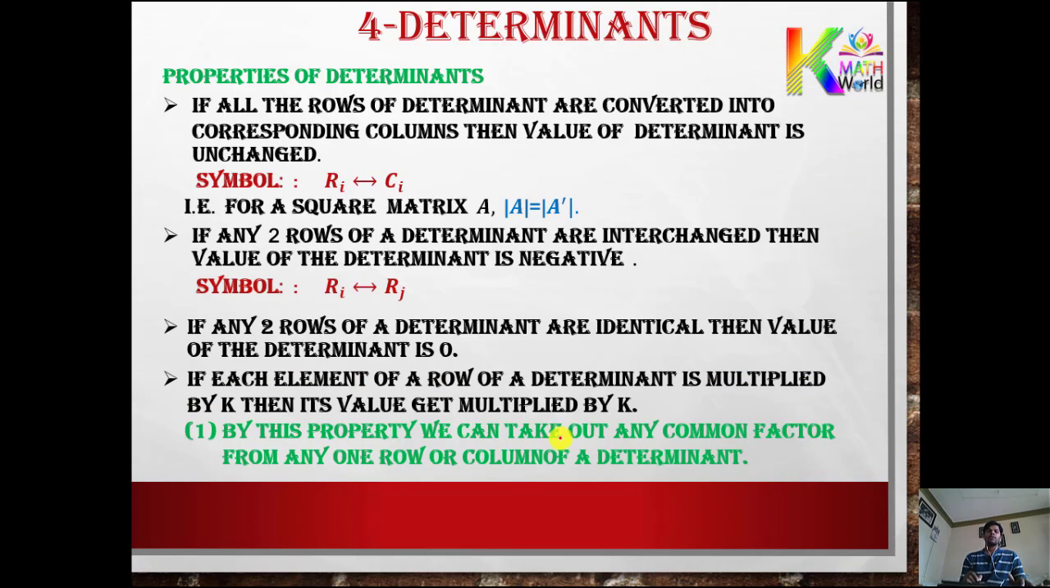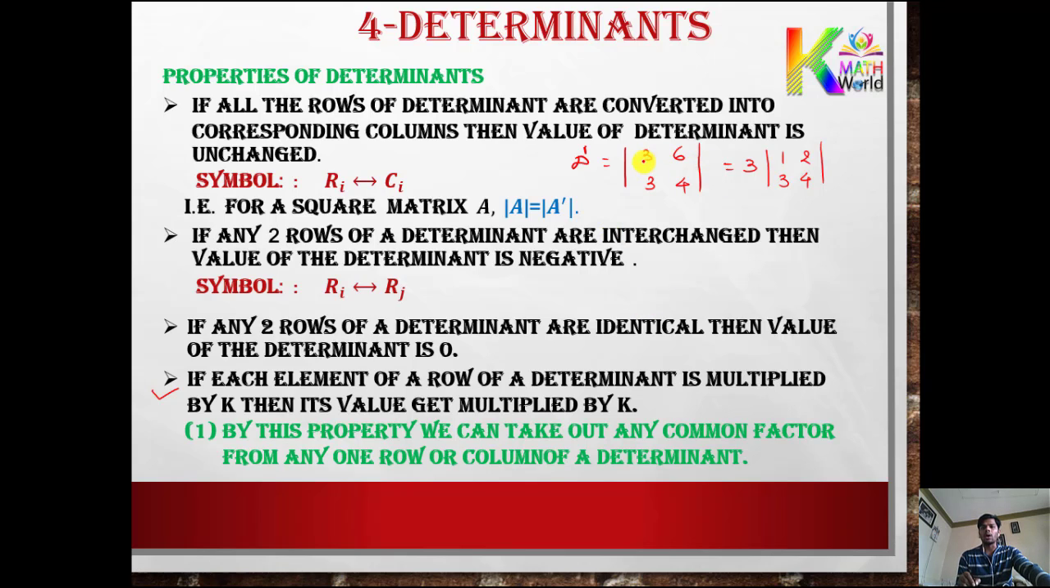Next thing: from this property, we can take out any common factor from any one row or column of a determinant. It means from this property, suppose we multiplied by 3, so 3 and 6 were there, and 3 4 was there. What is common? You can see from the first row you get 3 common, so you can take out that 3. So 3 into 1 2, 3 4. Actually this was our old determinant, and this is our D dash.